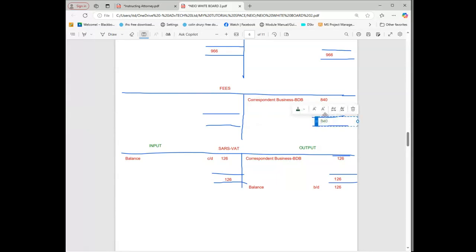This one here, we can say 840. The biggest side is the 840. But usually because this is an income to the business, we usually take it to profit and loss. But sometimes when you say balance brought down, they don't penalize you, but you'll never know. But the right approach is to say profit and loss.